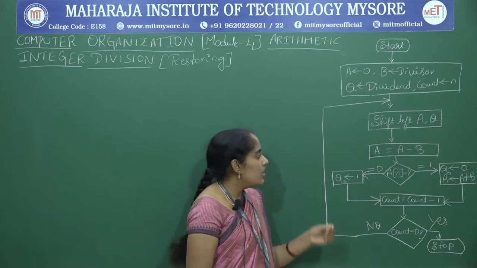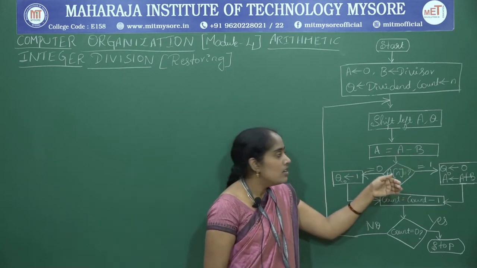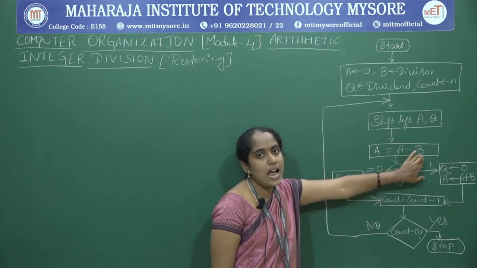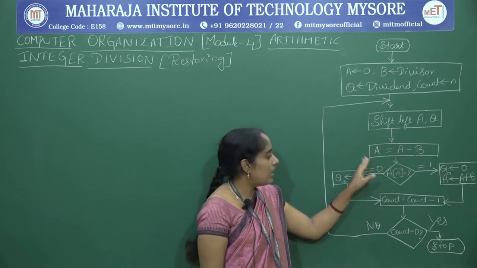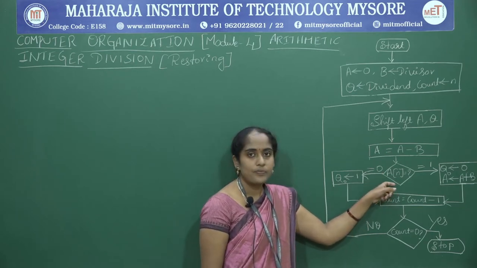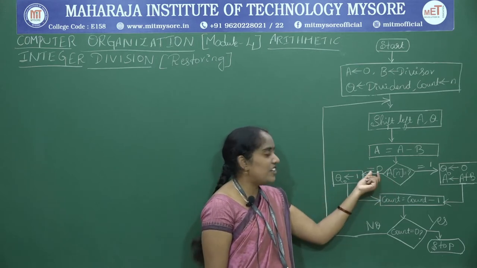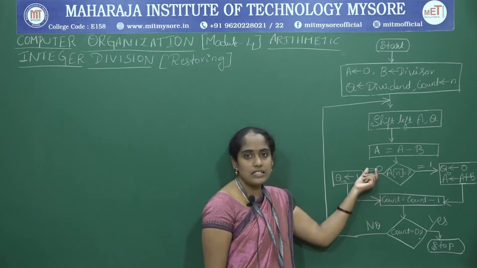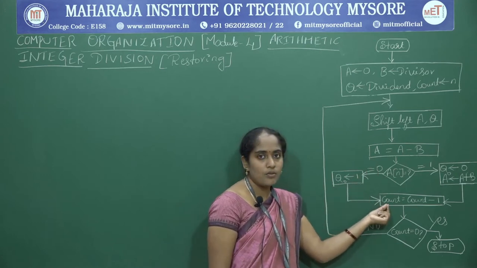Here we cannot directly subtract B from A. Instead, we use an easy method: take the 2's complement of B, then add it to A and store the result in A. Next, check the sign bit of A, that means the most significant bit of A. If it is 0, set Q0 to 1, then decrement the count value.